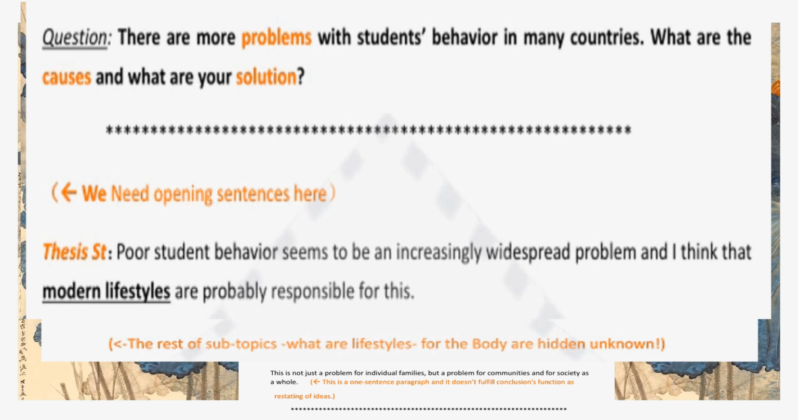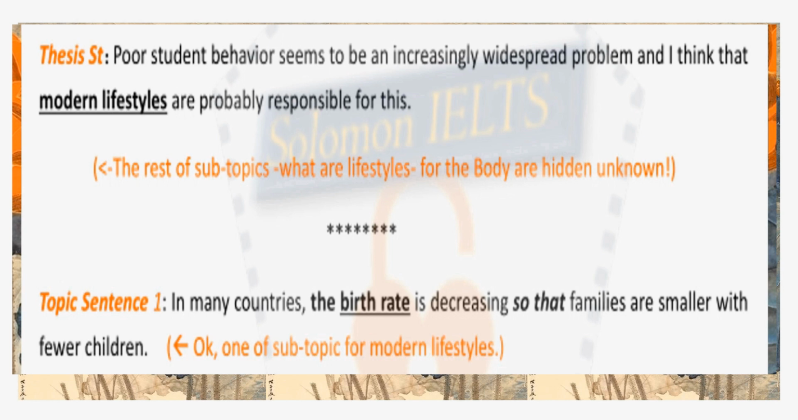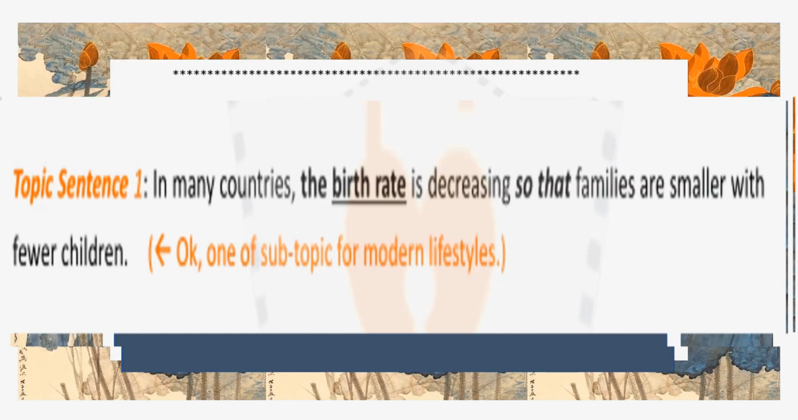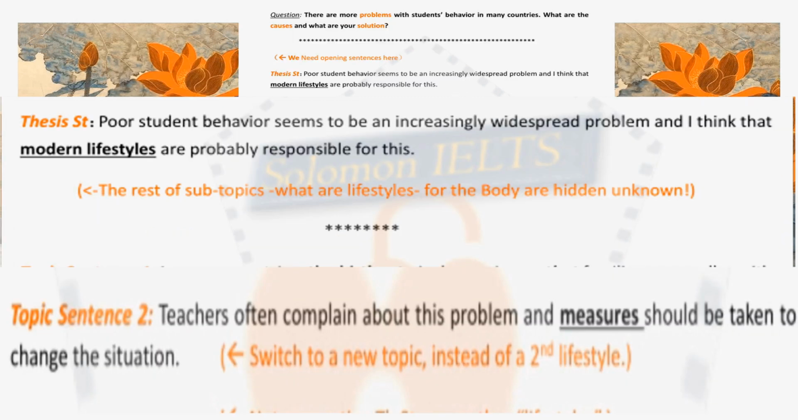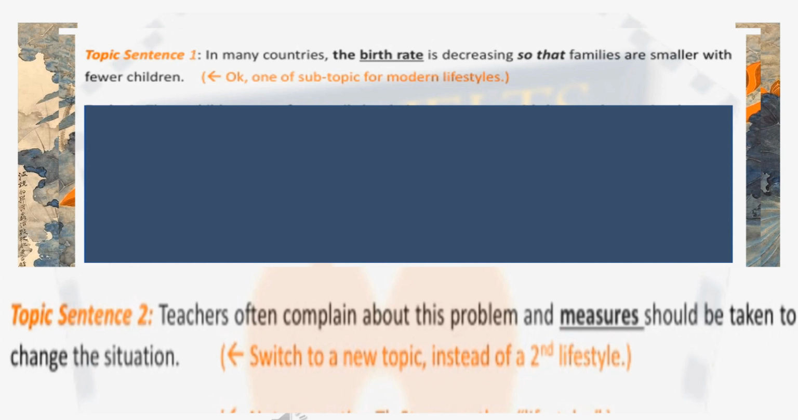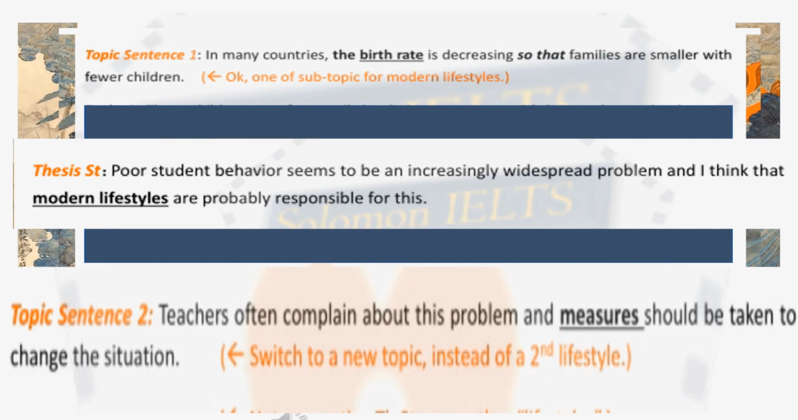This thesis statement provides an answer to the cause, which is the modern lifestyle that is responsible for this. Then it breaks down into topic sentence 1, that it is caused by the smaller families due to the birth rate decreasing. However, the blame is in the second topic sentence, which is not supporting the thesis statement as another one of lifestyle.